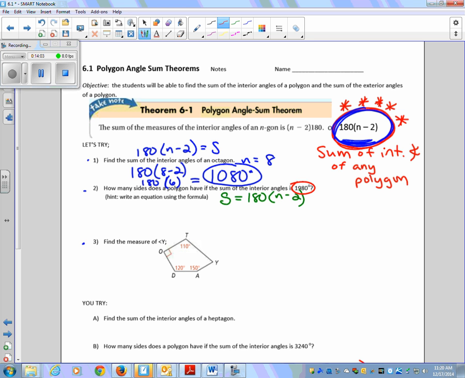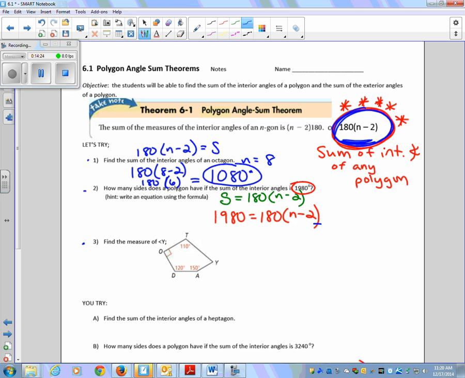So the number of sides minus 2 is 1980. What is 1980? The sum, right, exactly. So the sum is 1980. N is what we're looking for. So now we need to solve this equation for n.